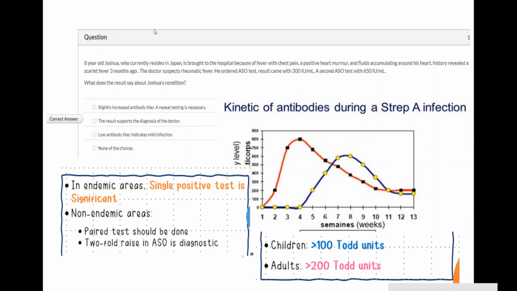Now, as for this question, what does the result say about Joshua's condition? Since the doctor is suspecting a rheumatic fever and he had an increased antibody titer, the results support the doctor's diagnosis of rheumatic fever. Okay? And it may be added in the diagnosis that Joshua also had a current active streptococcal infection. Okay, I hope that's clear.